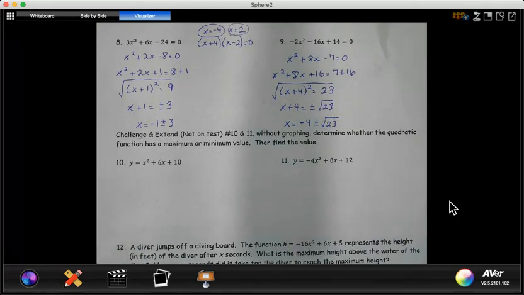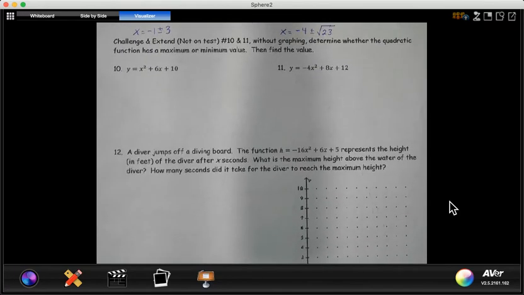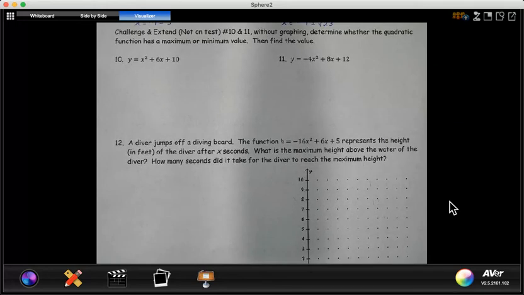All right, challenge and extend, not on the test. Without graphing, determine whether the quadratic function has a maximum or minimum value, then find the value. So it's almost a review of what we did in chapter 8.